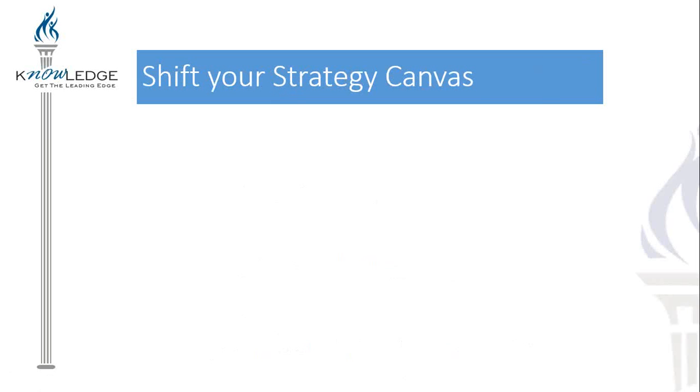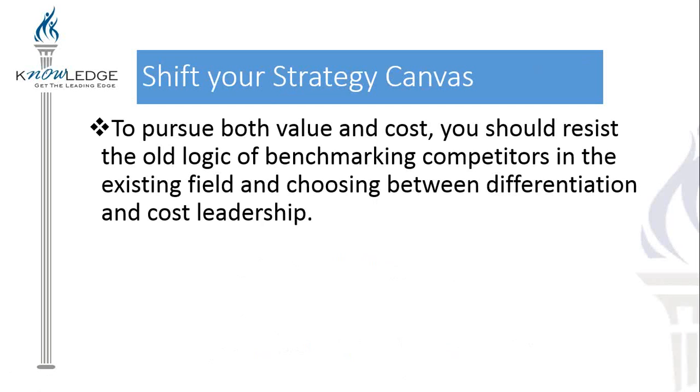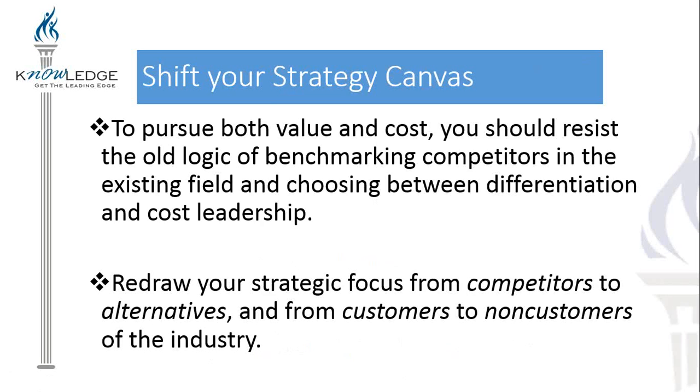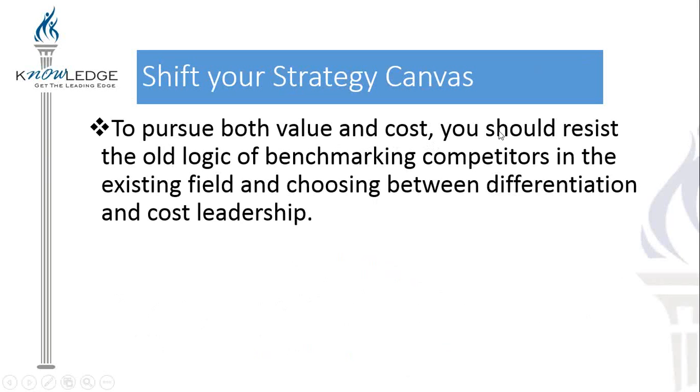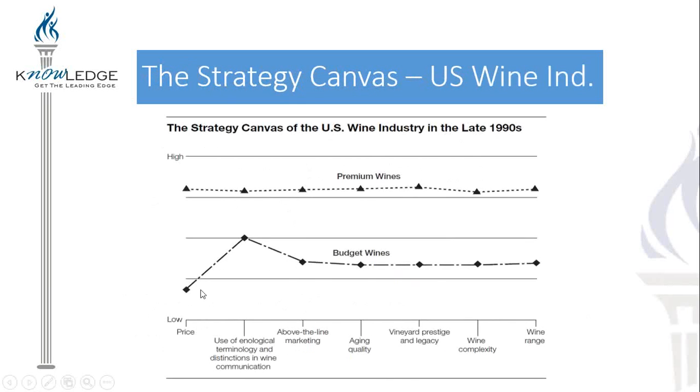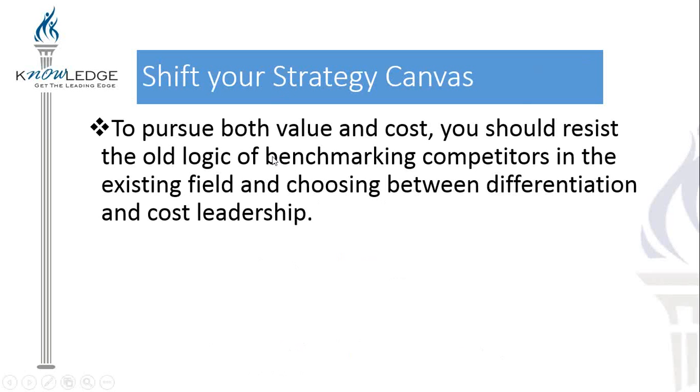So in order to create blue oceans, there was a company that turned up with their product, and they tried to shift the strategy canvas. They tried to pursue both value and costs. As I said, there should not be a trade-off between value and costs, whereas in red oceans, they are trading off value and costs. If you see over here, budget wines are cheaper, they are low price, but at the same time their value is also lower. They are not offering the same value as the premium wines. While in blue oceans, we are talking about pursuing value and cost at the same time.